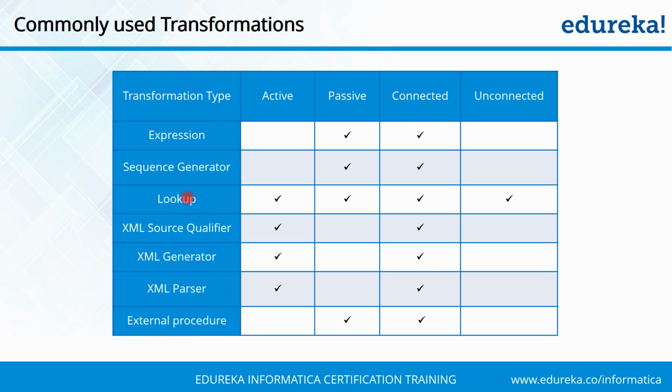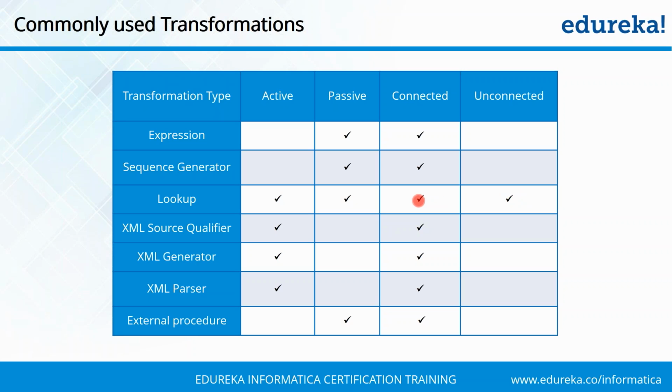Now here we have the lookup transformation. The lookup transformation, as you can see, can be used in all 4 modes. By default, as I had mentioned earlier, it's a passive transformation, but you can also create it as an active transformation. In the previous example, you've seen how a lookup is used in unconnected mode. You can similarly use it in a connected mode as well.